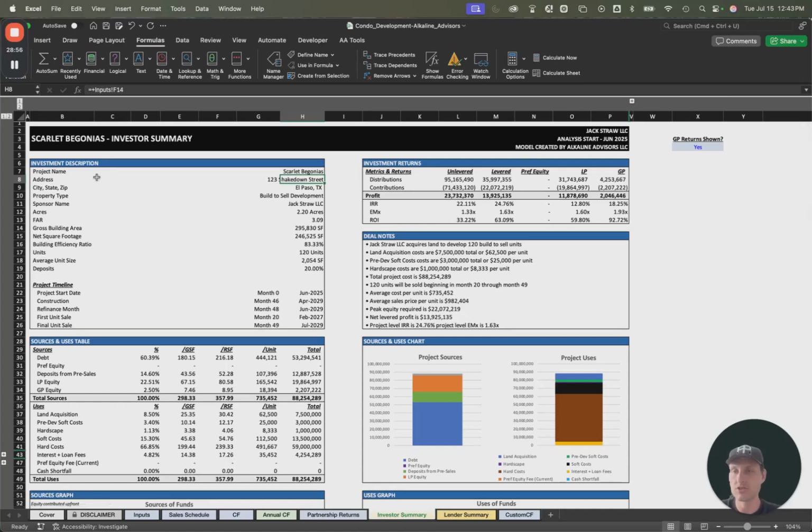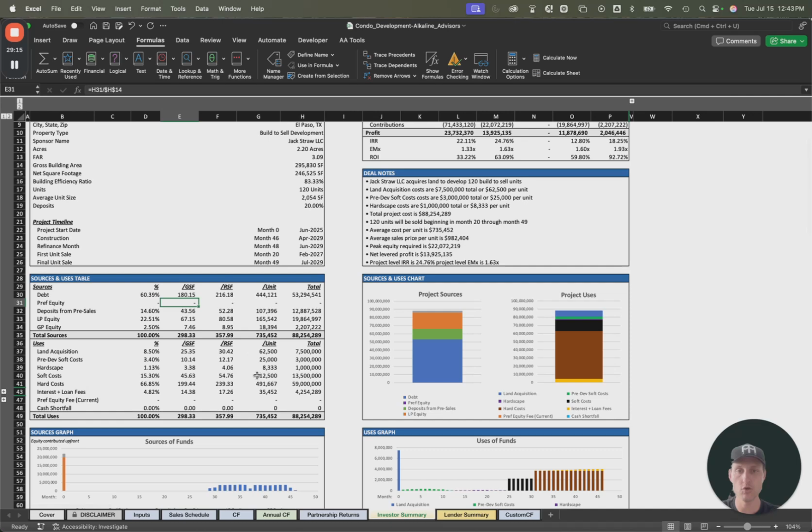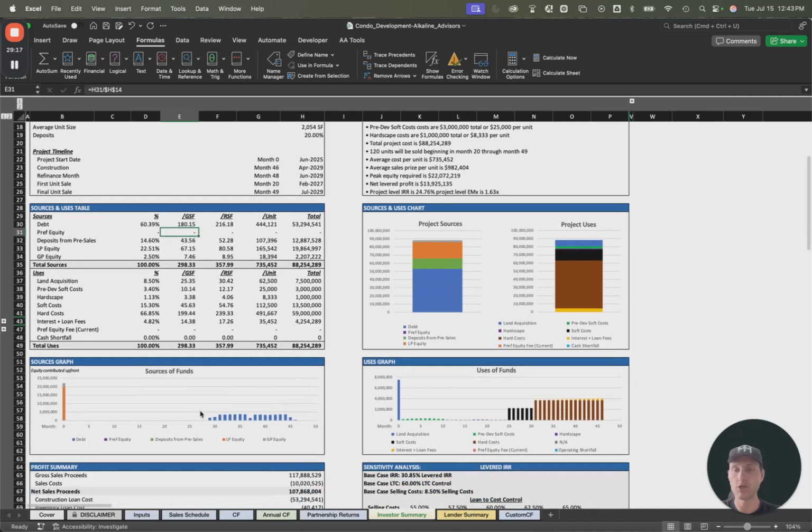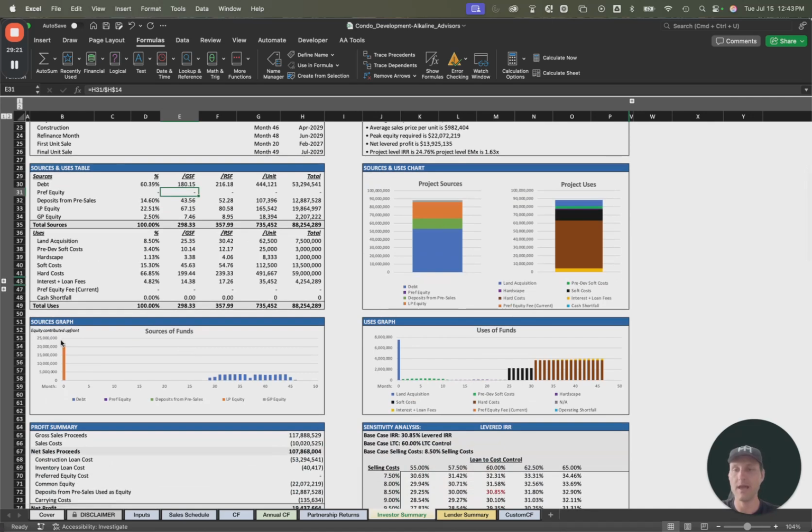So back to the investor summary, we have a brief description on the top left. We have investment return metrics on the top right at a project level without debt, at a project level with debt, from the pref equity perspective, from the LP's perspective, from the GP's perspective. We have some general deal notes that'll auto-populate. We have sources and uses that'll auto-populate. Charts and graphs will auto-populate. You'll see here we're front-loading the equity. So it's not apples to apples, the sources of funds and the uses of funds graph.